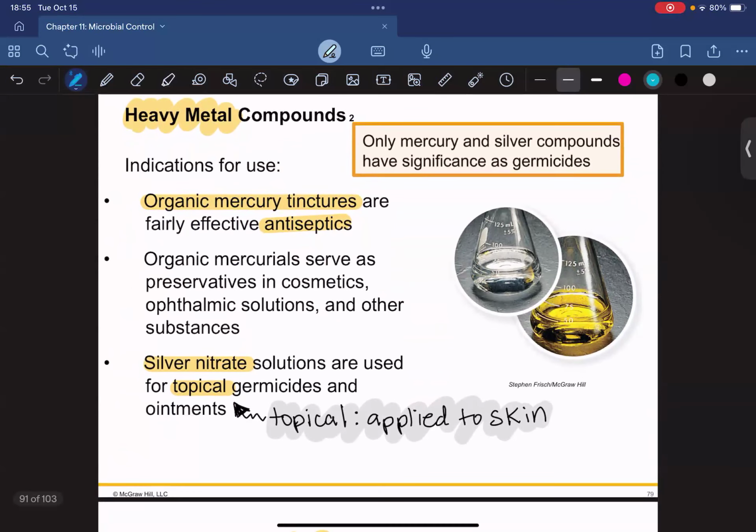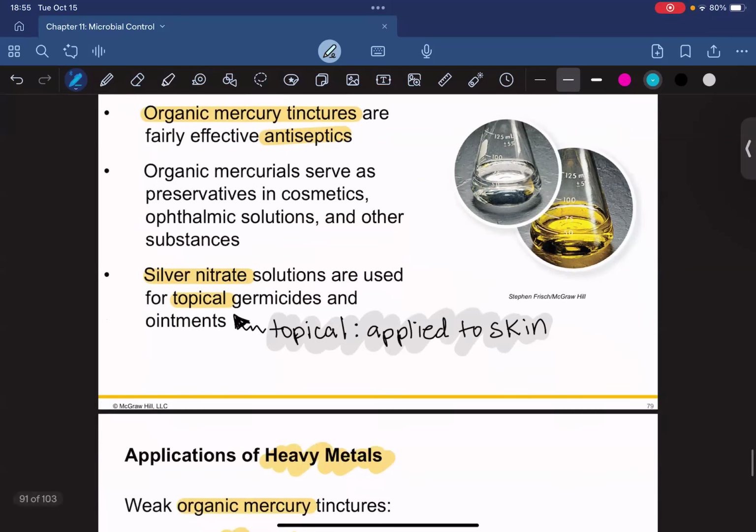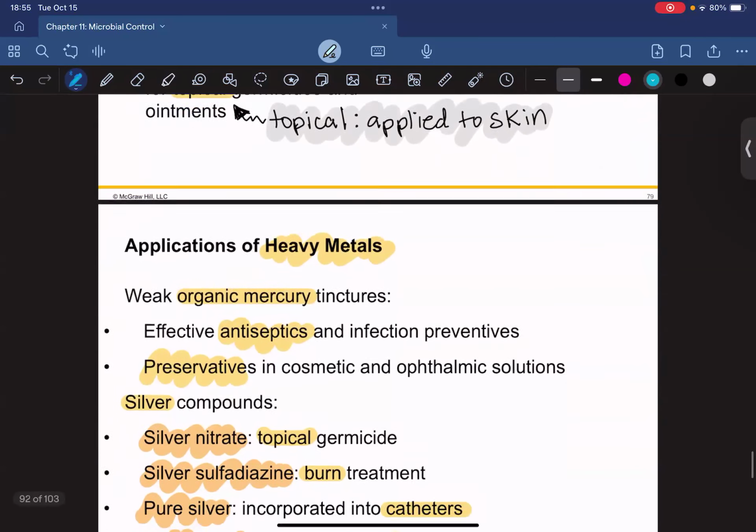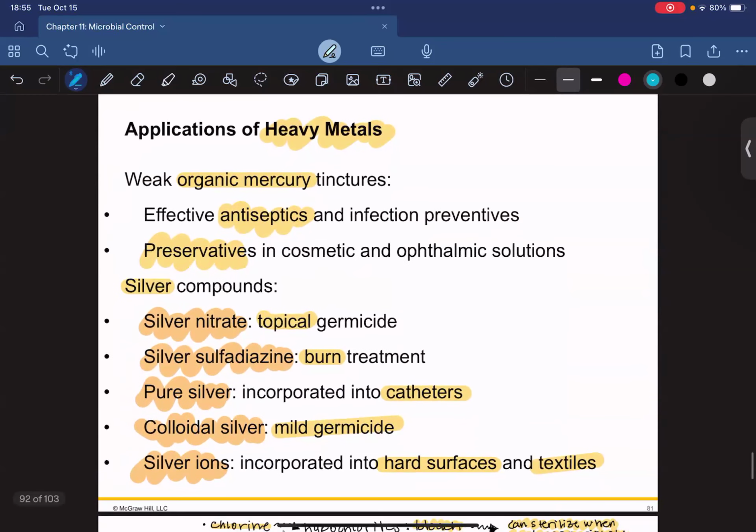So we can use certain organic mercury tinctures on your skin as antiseptics on living parts of your body tissues, or we can use them as preservatives in cosmetics, ophthalmic solutions, and other things as well. Probably didn't even know that. Putting contacts in your eyes with mercury on them. Not all of it has to have that, but some of them do. All right, so we already said about the mercury. Cool, it's a preservative and an antiseptic.